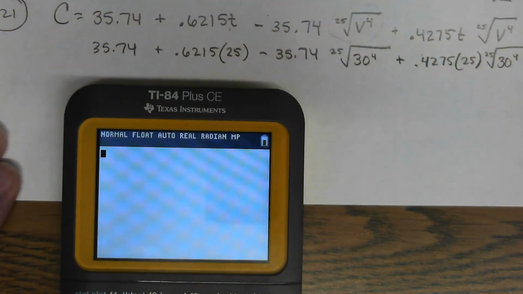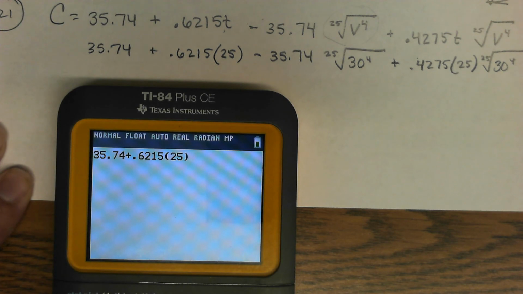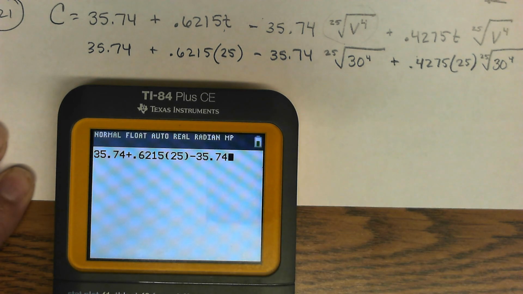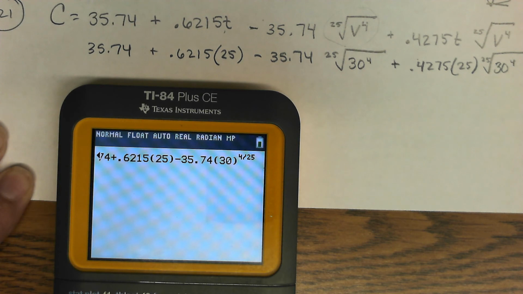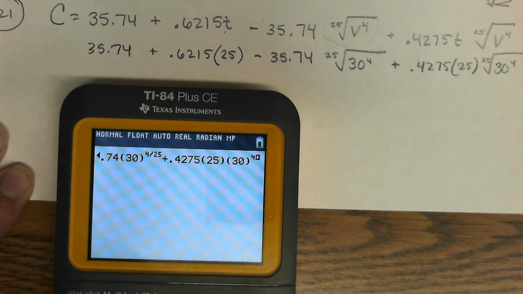Can I do that on the same screen? Sure I can. 35.74 plus 0.6215. Tell me if I type something wrong. I'm going too fast. Minus 35.74. Now, I don't type in the root, right? There's a way to do the 25th root of 30 to the 4th, but I'm just going to take 30 and raise it to the 4/25th power, because it's just easier for me than going into all these other menus and searching for the root button. Plus 0.4275 times 25 times 30 to the 4 over 25th power again. Oops.